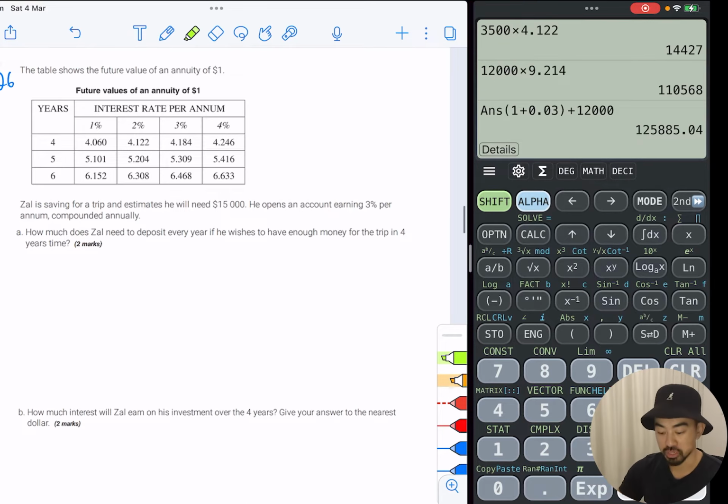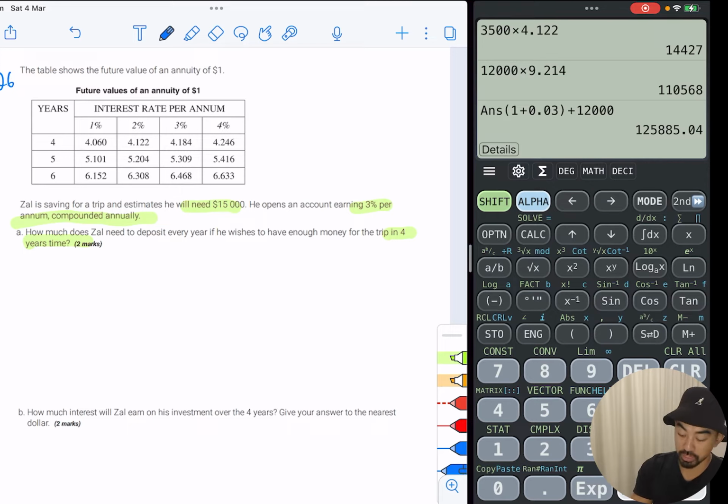Okay, question 6. So once again, we've got a future value table here. Zal is saving for a trip and estimates he will need $15,000. He opens his account earning 3% per annum compounded annually. How much does Zal need to deposit every year if he wishes to have enough money for the trip in 4 years' time? So what this guy's trying to get is $15,000 at the end of 4 years, and we want to work out how much money he needs to put in. So we've got to work out what his contribution is going to be. So we've got to work backwards.